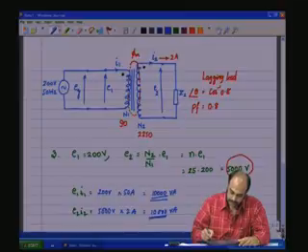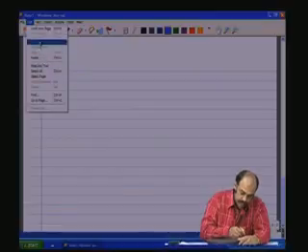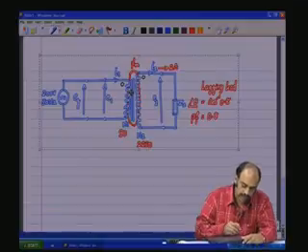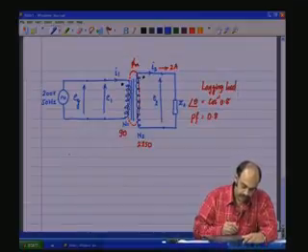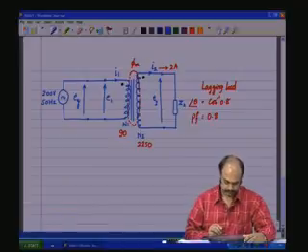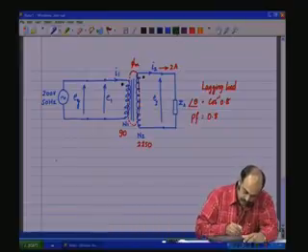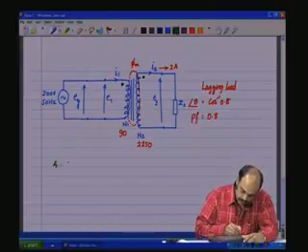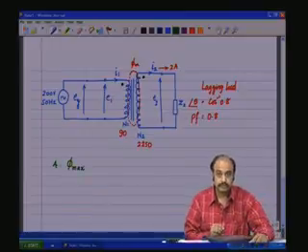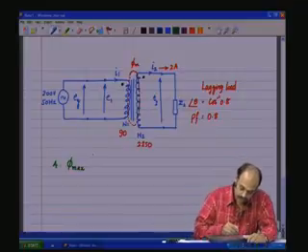Then, what other information can we extract from this particular diagram? What is phi max? That one can extract from this diagram.